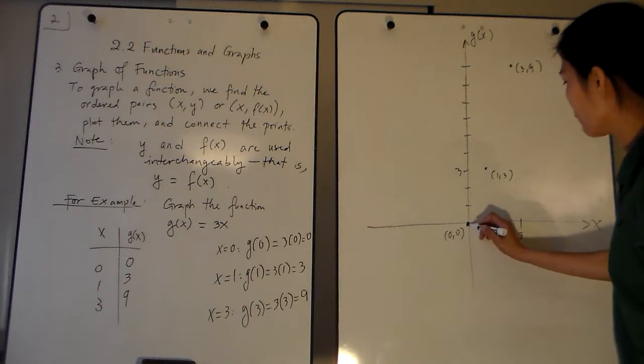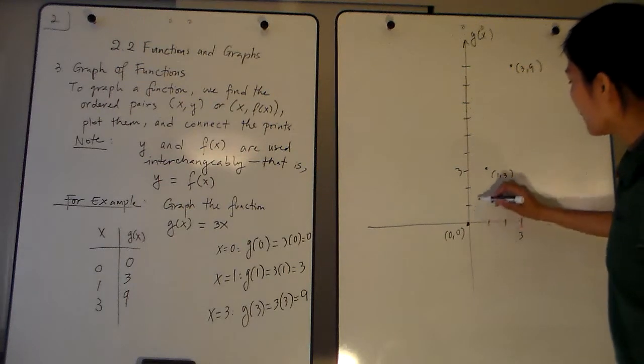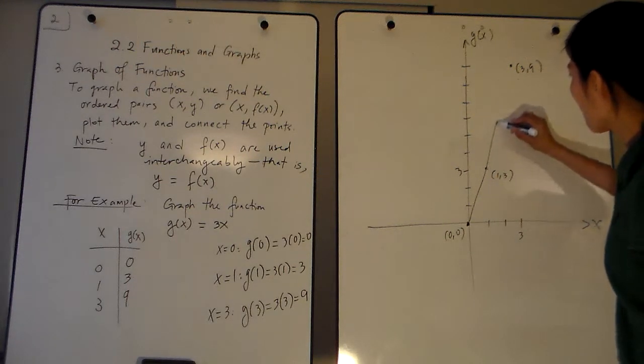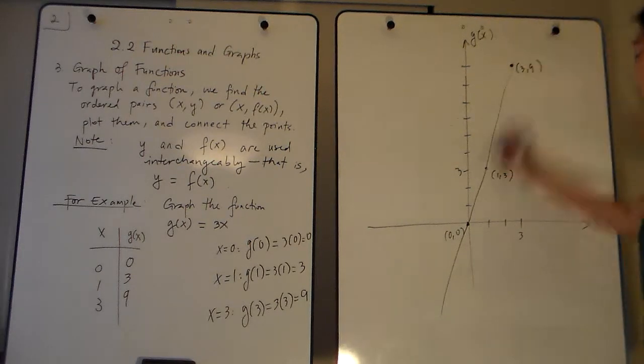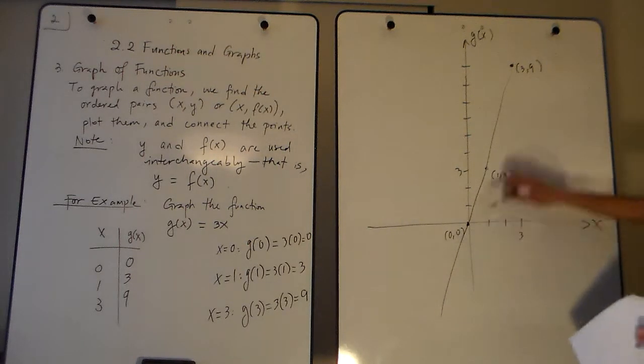Now we plot all these points. Now we connect them. You see the line. They are aligned to each other.